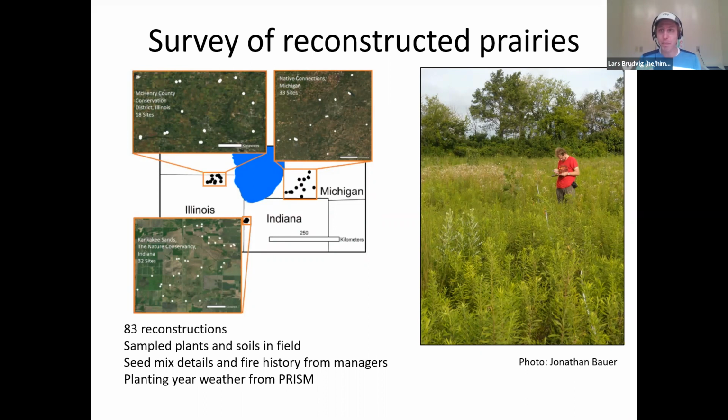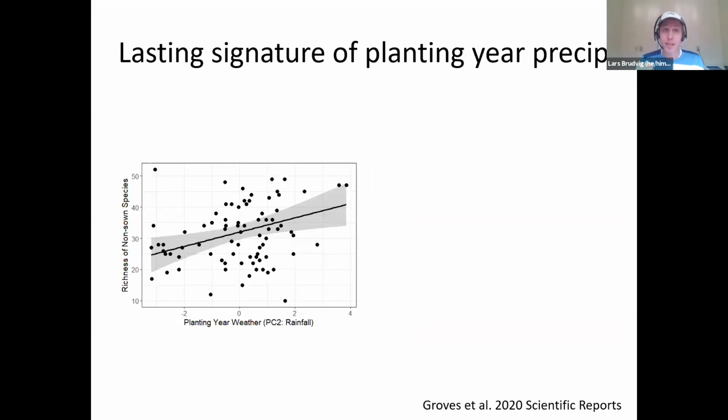There are a lot of variables, and we boiled this down into 3 different principal components analyses. The details aren't so important, but what is important is that the first of these axes described how hot it was during the planting year. The second described how rainy it was, and the third described how droughty it was. So it turned out that it was that second axis, how much it rained, that was important. And that determined the diversity of plants and the abundance of plants, but maybe not in the way that you might expect.